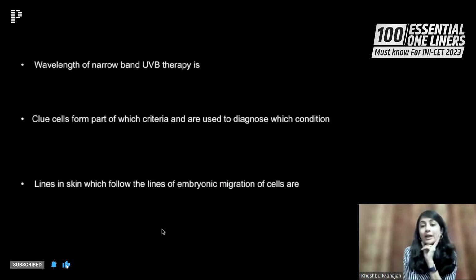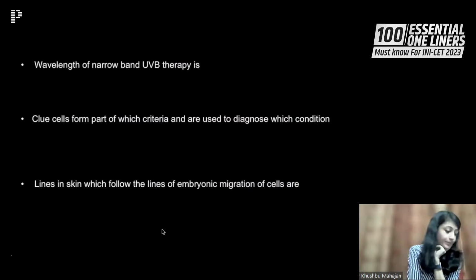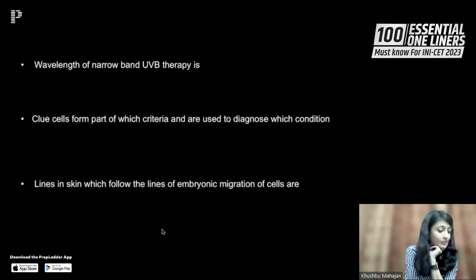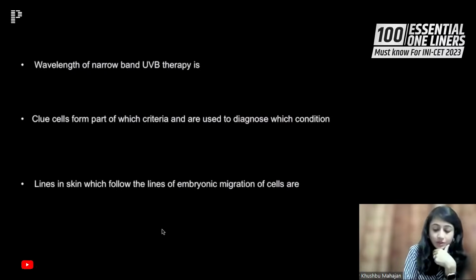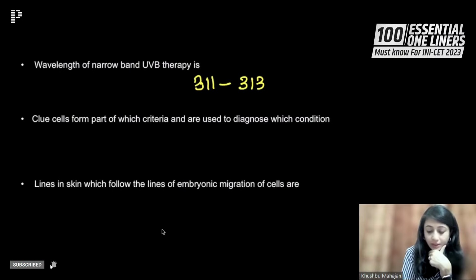Wavelength of narrowband UVB therapy is? You all are absolutely right. Temperature, cold more than the hot. Absolutely right. What is the wavelength of narrowband UVB therapy? It is 311 to 313 nanometer.